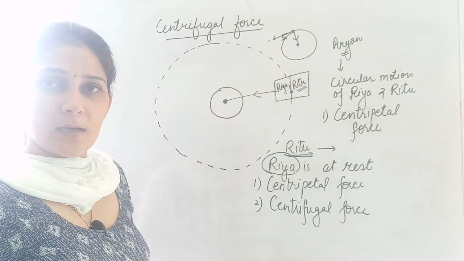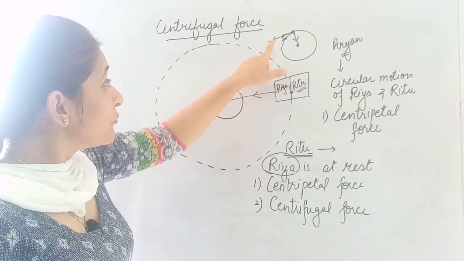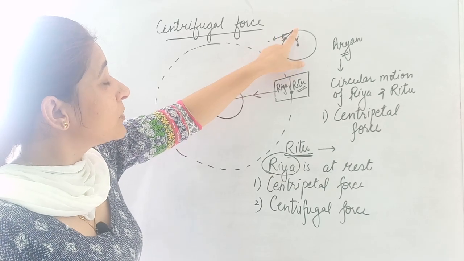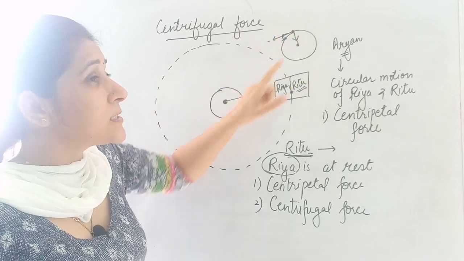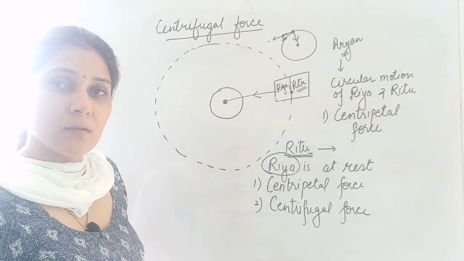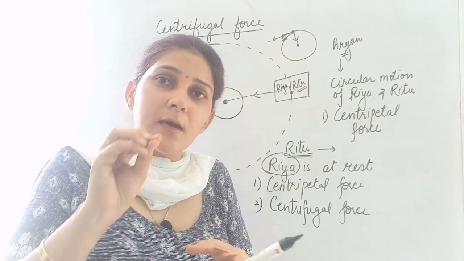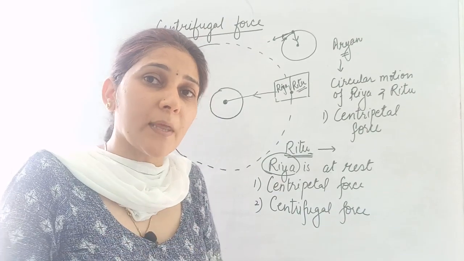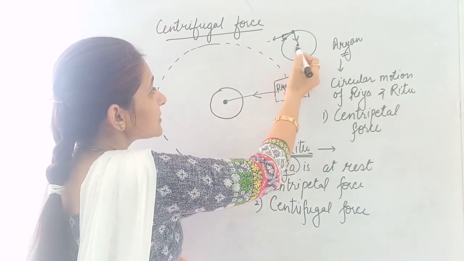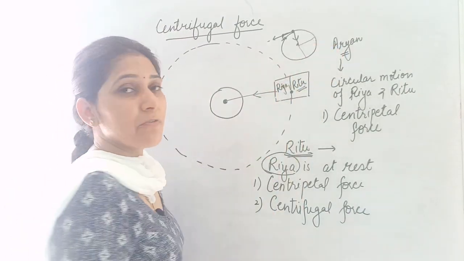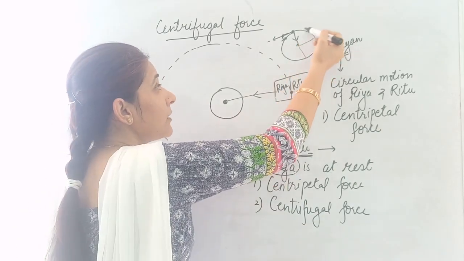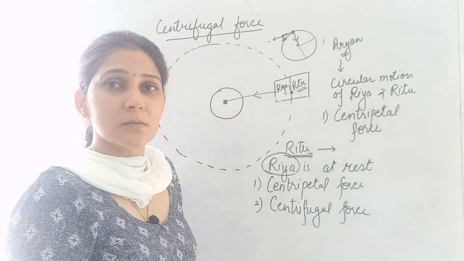But what if the force is applied onto the person, and the person is moving towards the center of the circle? Then the person should go inside the center of the circle, but it is not happening. It maintains a constant distance every time. That's why it stays in a particular circular path.